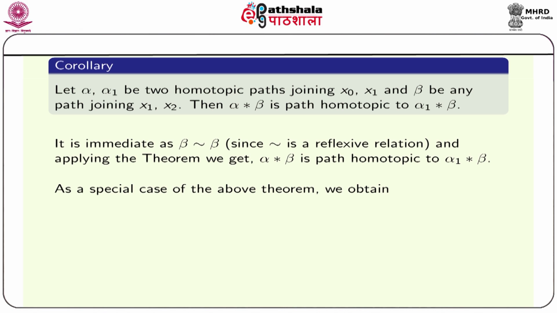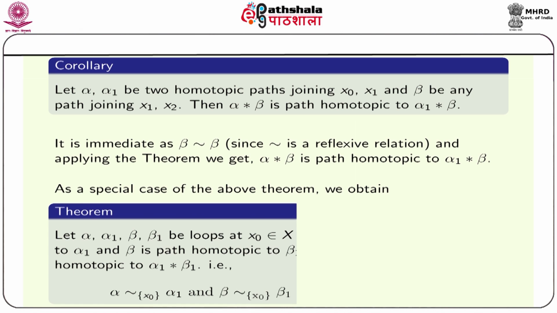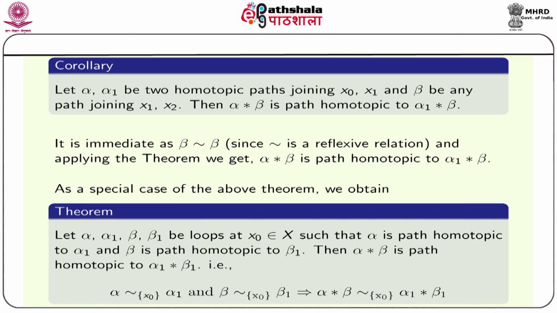Now, as a special case of this theorem, we obtain another theorem, the same thing for loops. So, if we restate it in terms of loops, then we have: alpha, alpha 1, beta, beta 1 are loops based at x0, such that alpha is path homotopic to alpha 1 and beta is path homotopic to beta 1, then alpha star beta is path homotopic to alpha 1 star beta 1.